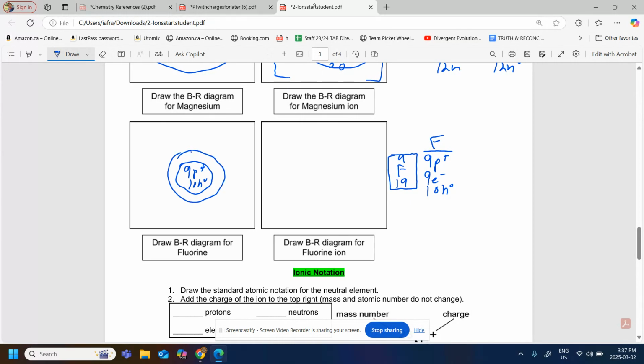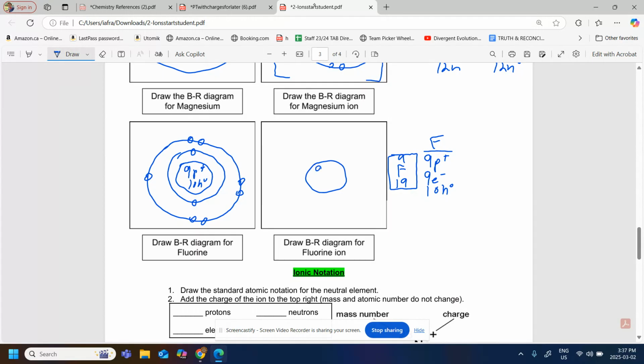We have 9 to place, so 2 on the first shell, and then 7 on the last shell. So that's 5, 6, and 7. You add them single first, then pair them after. And so what you'll notice is fluorine could either lose all 7 or gain 1. It's easier to gain the 1, right, than lose 7 because you're more than halfway to 8. So we're going to gain the 1.